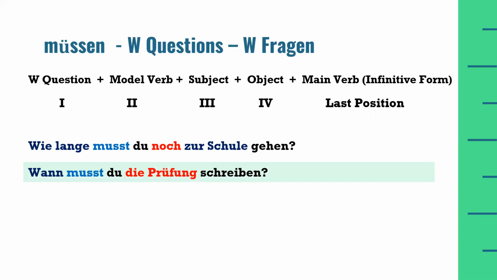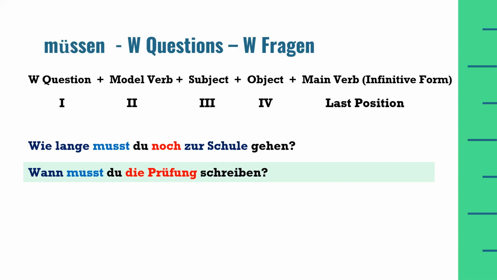Next example is: Wann musst du die Prüfung schreiben? When do you have to write the exam? Again, we are asking about the necessity of writing the exam, and therefore we have used the müssen modal verb, and we follow the sentence structure that we put the W question word at the first position.